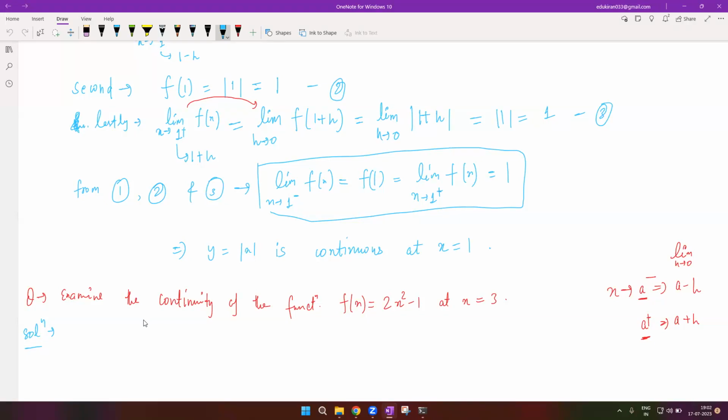ठीक है यार, कुछ नहीं करने का है, सीधा सीधा उठा के तीन ही चीजें चेक करनी हैं. पहले मैं क्या निकालूंगा? LHL. LHL at x is equals to 3. So what is that? Limit x tends to 3 negative f(x). Right? So there is a shortcut for this. एक तो ये तरीका है कि I can go like this.